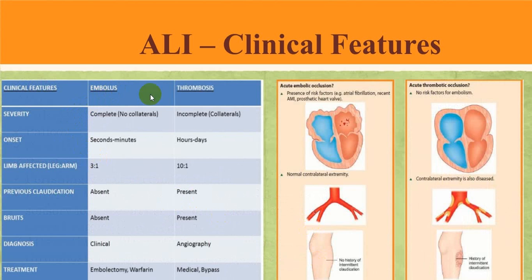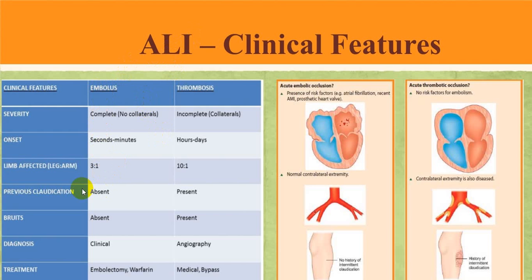There is a little difference between embolism and thrombosis. Embolism is complete occlusion without collaterals, while thrombosis is usually incomplete, with a small amount of collaterals. Embolism occurs in a few seconds to minutes, while thrombosis takes hours to days. The lower limb to upper limb involvement ratio in embolism is almost 3:1, while in thrombosis it is 10:1. By and large, classical acute limb ischemia occurs in embolism rather than thrombosis.